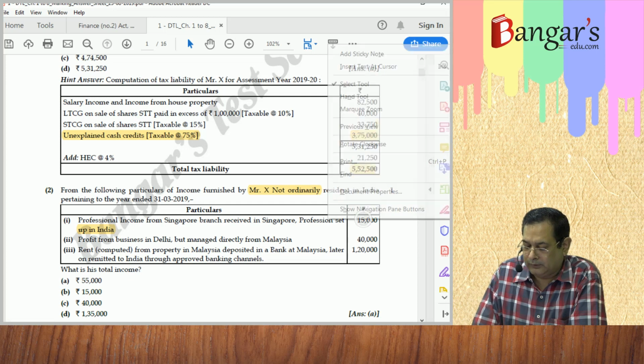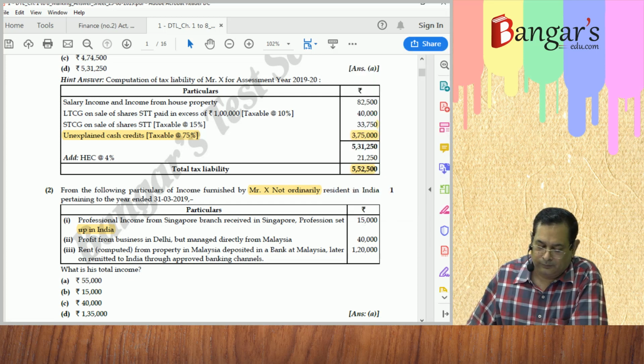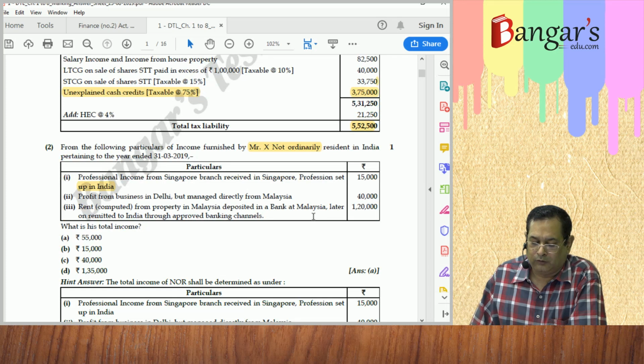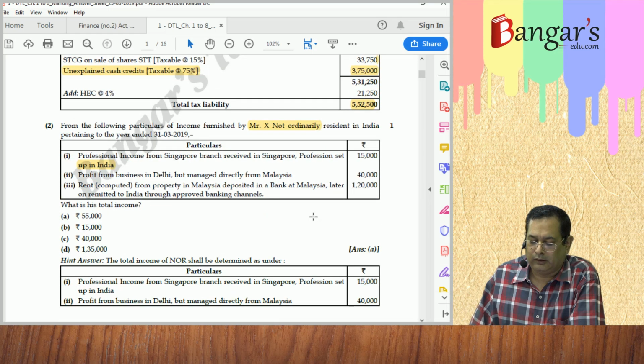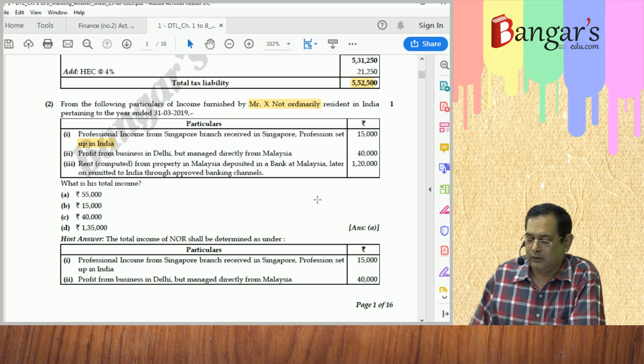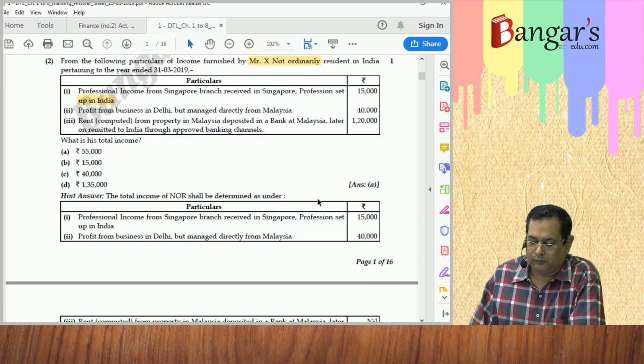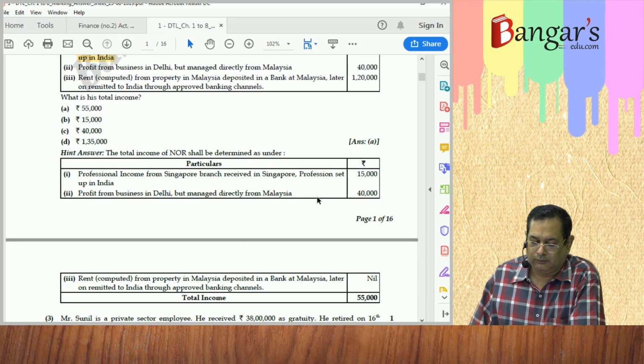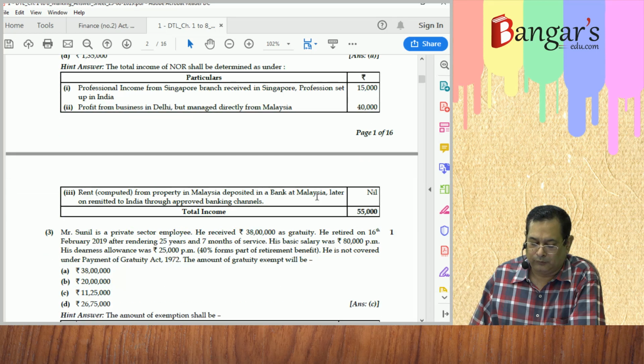15,000 will be taxable. Then profits from business in Delhi but managed directly from Malaysia, income accrues or arises in India, therefore the same will be taxable. Rent computed from property in Malaysia, deposited in Malaysian bank, and subsequently remitted won't be taxable in case of NOR. So his total income here will be 55,000 rupees.